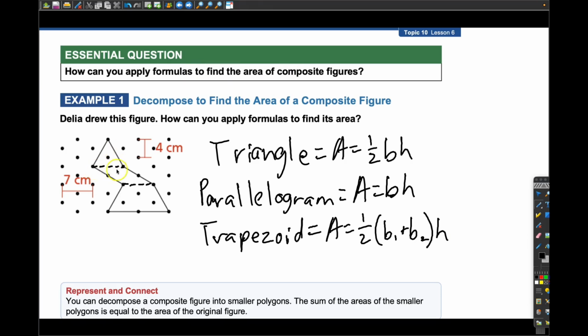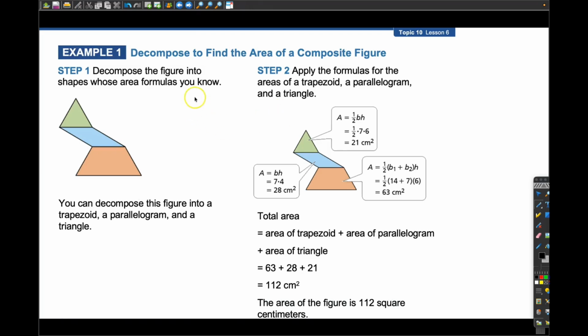So the base of this triangle will be 7. The height will be 4 plus half would be 6. Then the base for the parallelogram will be 7, and the height will be 4. And then one base for the trapezoid will be 7, and then 7 and 7 is 14. And then the height will be 6. So let's try and do this on this page.